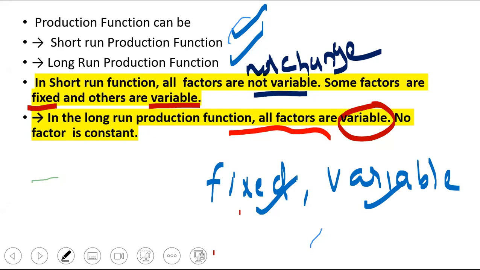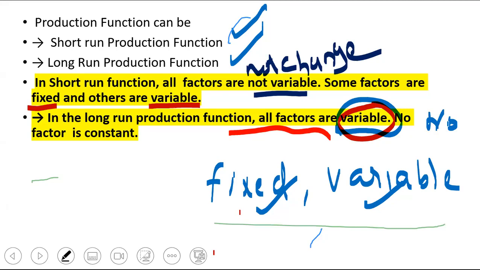Abhi long run production function kya hai children? Long run production function means all factors are variable. Dekho aap bhi likho, long run production function means all factors are variable. What does it mean? No factor is constant. No factor is constant in the long run. All factors are variable. Long run mein, all factors are variable. No factor is fixed factor. Okay.